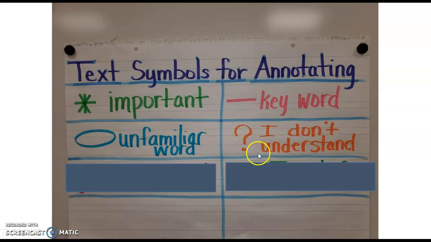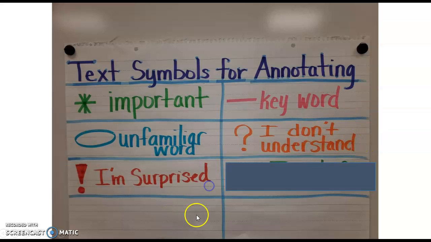Question mark. Maybe there's something that you read you just don't understand. Okay? And you can put a question mark there. And if I know you don't understand it, we can talk about it. An exclamation for anything that surprised you. Maybe there was a plot twist and a surprise in the story, or maybe you learned something new and it surprised you.